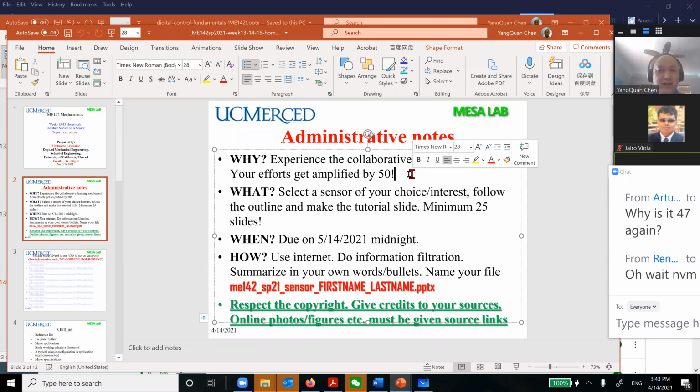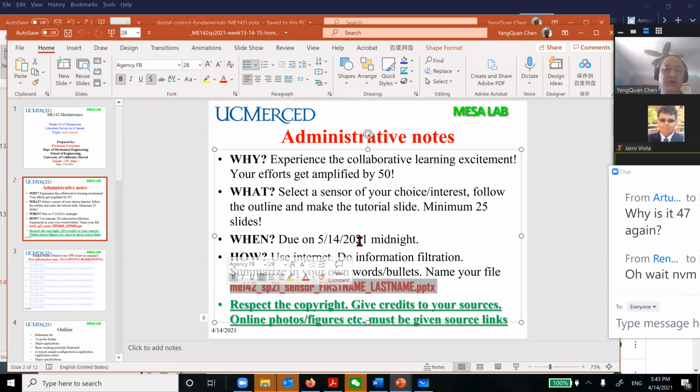But we have 60 students in the class. Computing 60 times 50 is 3,000, so we're going to have 3,000 slides. Make sure you name your slides nicely, like this name, so that we can download, arrange, and share back to you. When you do 25 slides, it's amplified by 60. I call this a collaborative learning experience, collaborative learning excitement. I hope you enjoy that.